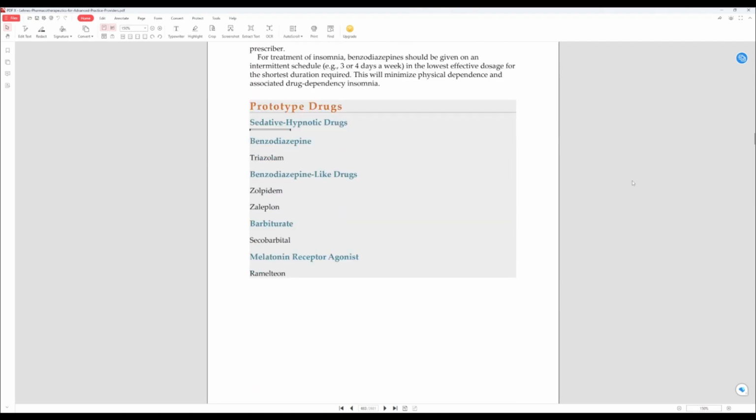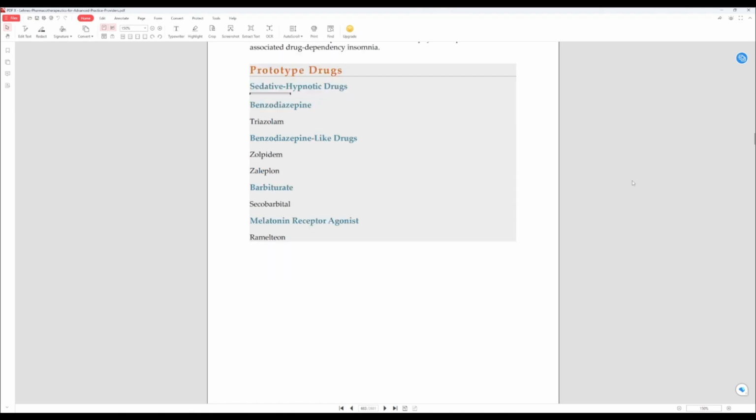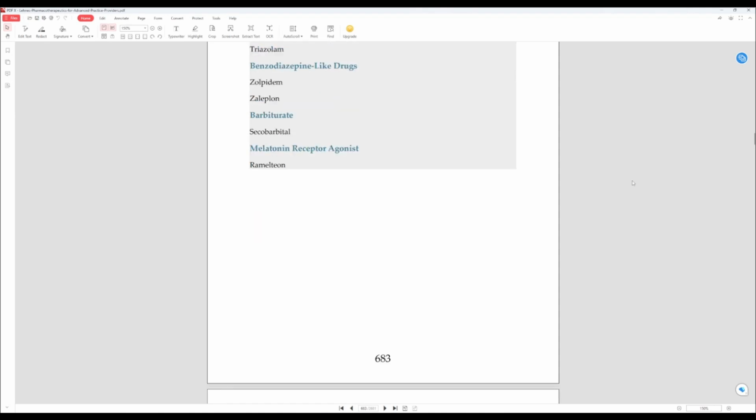So, that brings us to our prototype drugs. For our sedative hypnotic drugs: benzodiazepines, benzodiazepine-like drugs, barbiturates, and melatonin receptor agonists. It's a good spot to hit pause so you can see all the names, though we'll be going through all of them as we continue this chapter.